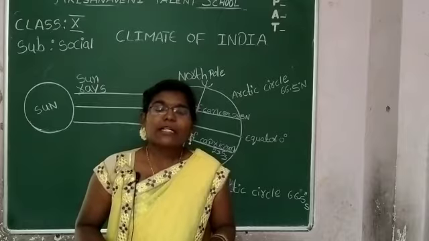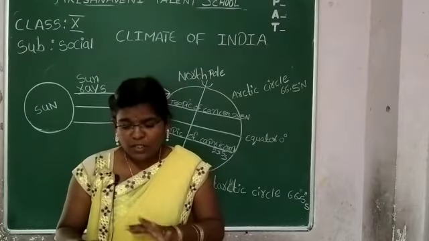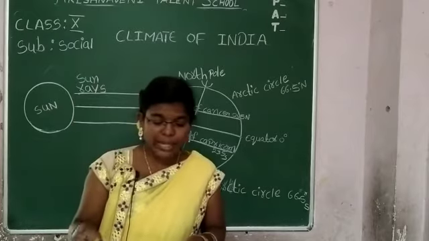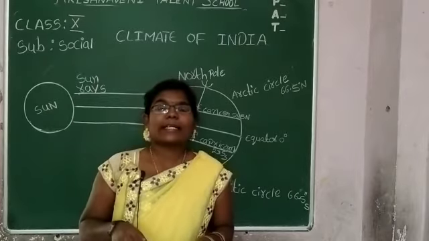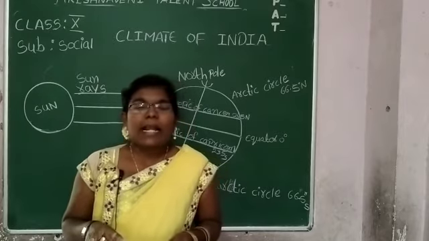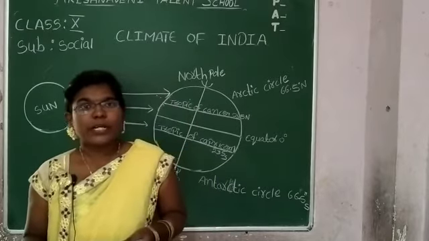Weather is nothing but fluctuating conditions within a point of time. But climate is not like that. It takes a long period of time. That is the climate. That is the difference between weather and climate.